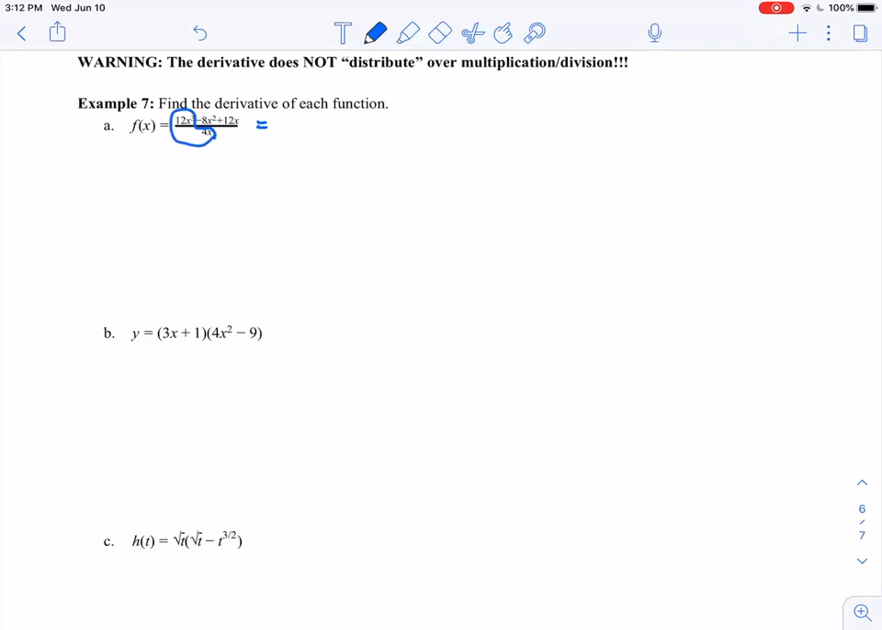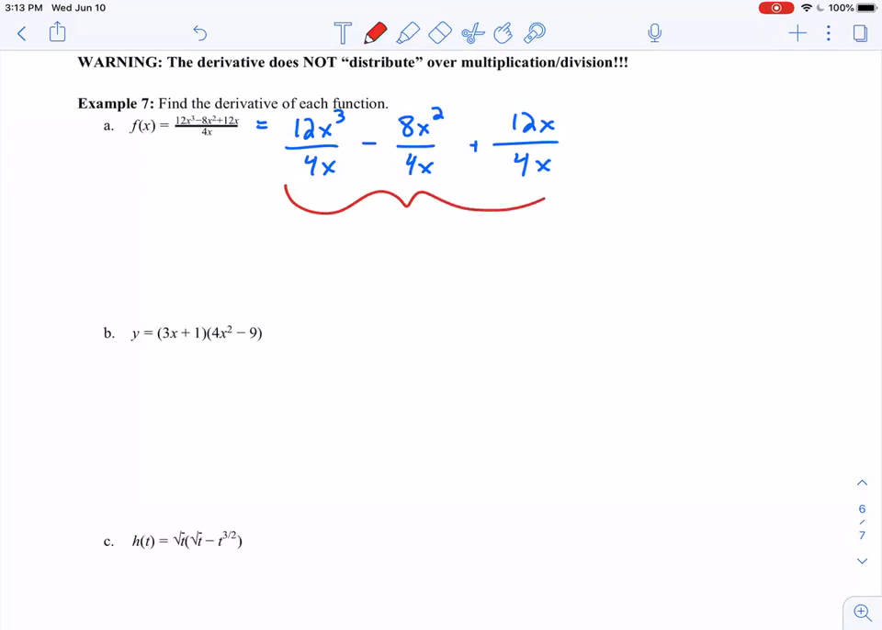I'm going to say this is 12x cubed over 4x, this is negative 8x squared over 4x, and this is 12x over 4x. I'm pulling this apart. So 12x cubed over 4x, minus 8x squared over 4x, plus 12x over 4x. Normally, we would start on this side and work towards the left-hand side, finding a common denominator and writing a single fraction. Here's an example, though, where I would rather have three separate fractions.